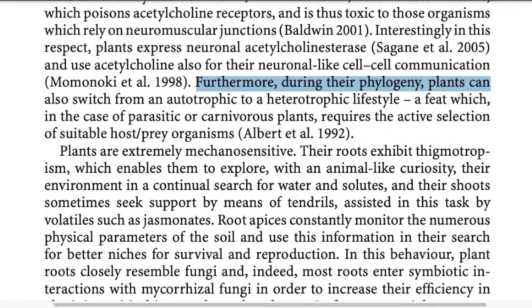So plants can also switch. During that process, they can actually switch from an autotrophic to heterotrophic lifestyle, a feat which, in the case of parasitic or carnivorous plants, like we were talking about before, requires the active selection of suitable host prey organisms.